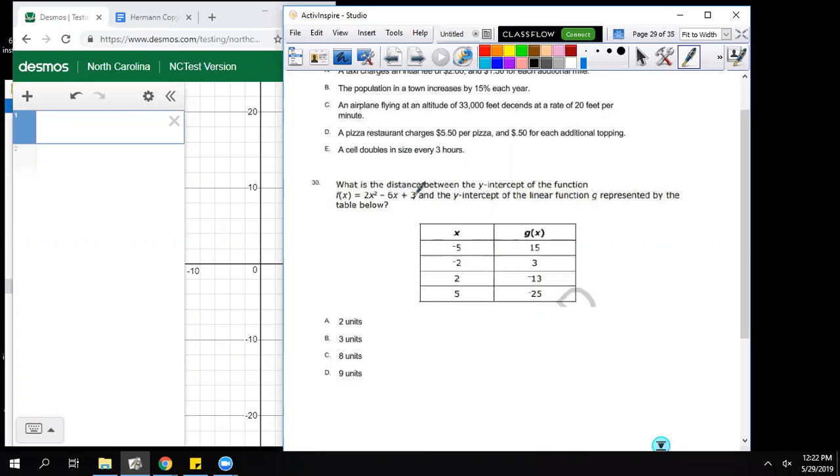Remember, the y-intercept of a quadratic equation or a linear equation is always going to be the constant at the end, okay? So in this case, the y-intercept for 2x squared minus 6x plus 3 is going to be 0, 3. All right, and then for the linear function here, we need to find the slope and create an equation. So I'm going to pause the video and do the writing, and then I'll explain.